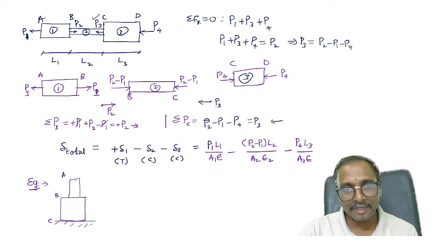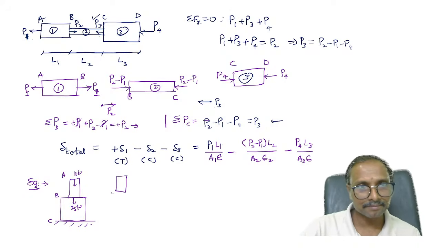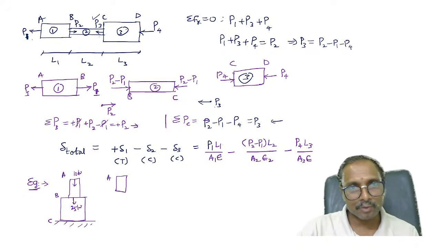So what do we have at A? At A we have a downward force of 10 kilonewton. At B, what do we have? A downward force of this 25 kilonewton. Now tell me, what force comes on AB? What is the force on this AB member? Tell me, everyone.